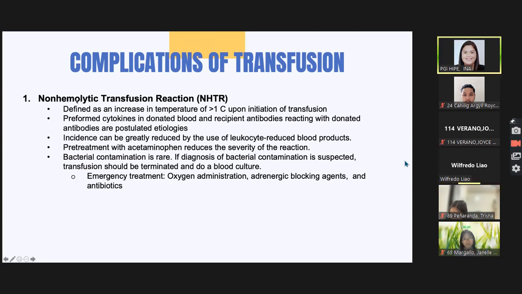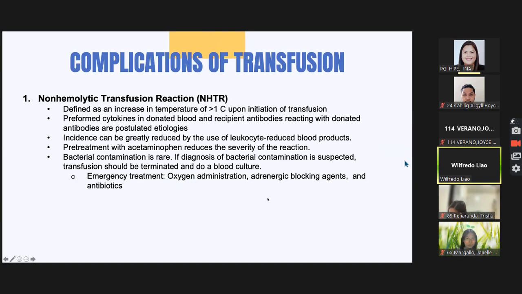Non-hemolytic transfusion reactions: the incidence can be greatly reduced by the use of leukocyte-reduced blood products. Then pre-treatment with acetaminophen reduces the severity of the reaction. So you should give paracetamol prior to the initiation of blood transfusion. Bacterial contamination is rare, and if bacterial contamination is suspected, transfusion should be terminated and a blood culture done. Emergency treatment will include oxygen.